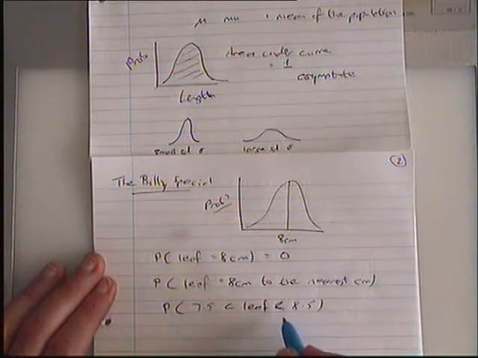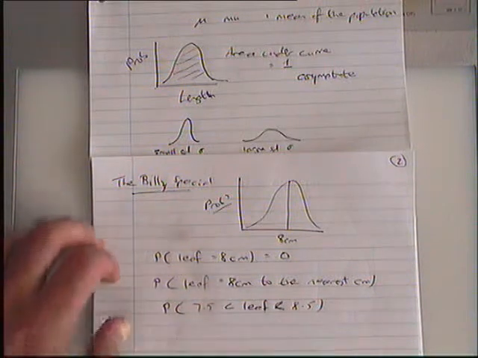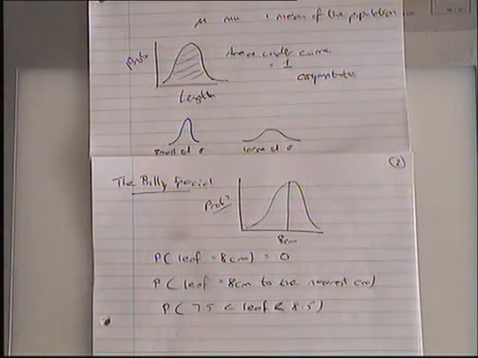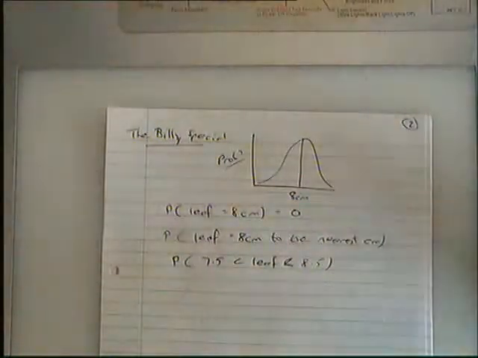Should I put extra equals bits on there? It doesn't matter. That's again a Billy Special. It doesn't matter because either end has no probability attached to it. Okay? So if you wanted to know the length of the leaf is 8 to the nearest centimetre, then you'd do it between 7.5 and 8.5.